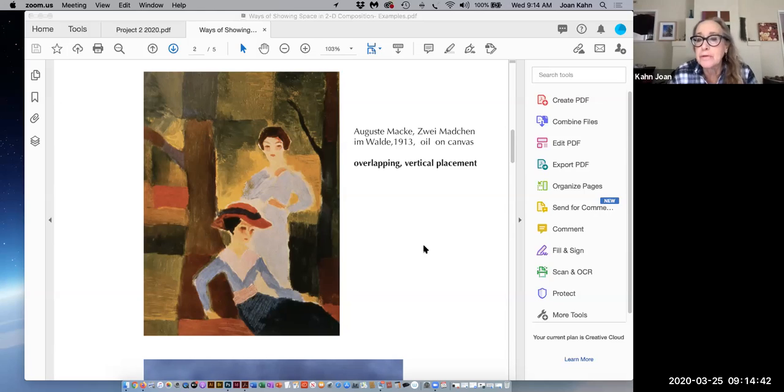Okay, so there's overlapping and vertical placement. In other words, one figure is higher than the other one in the picture plane, and they're both the same size. So we don't have any size diminution, meaning things getting smaller, and we don't have linear perspective either.